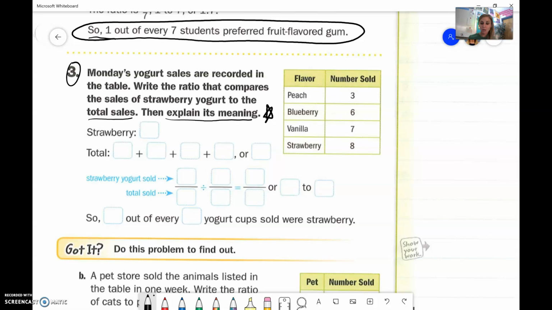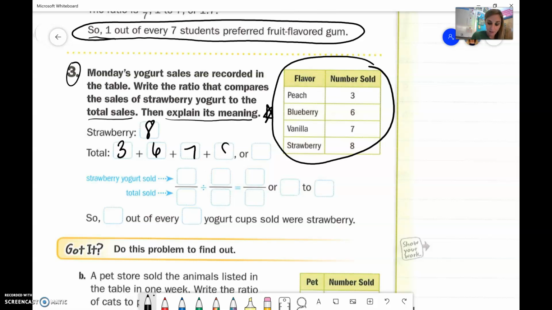Okay, all right, so how many people chose strawberry? Well, we can look right at this little handy dandy graph and we know that it's 8. So we got to figure out the total. So we have 3 plus 6 plus 7 plus 8. So let's add them up together. 3 plus 6 is 9. 9 plus 7 is 16. 16 plus 8 is 24. Okay, so 24 total students. So I'm just going to put that down here too. 24 total students. So yogurt sales that were sold, there was 8 out of how many total?